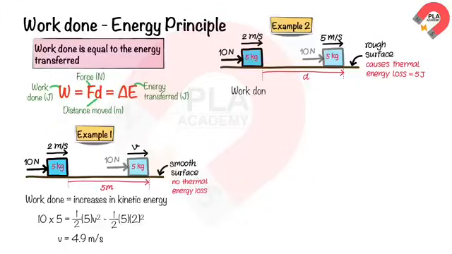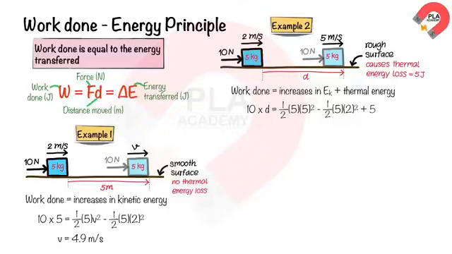The work done by the force of 10 newtons is transferred to both kinetic energy and thermal energy. So, we have the equation 10 times d equals half of 5 times 5 squared, minus half of 5 times 2 squared, plus 5. Solving this equation, we find that the distance moved, d, by the box is 5.75 meters.